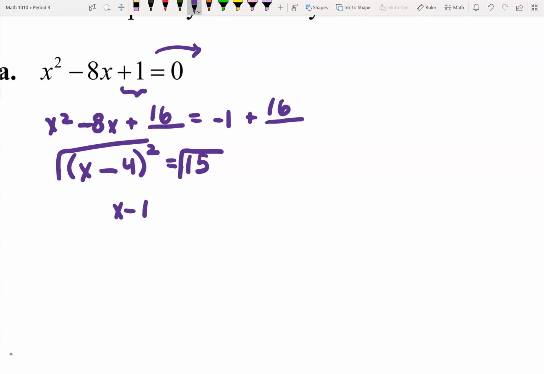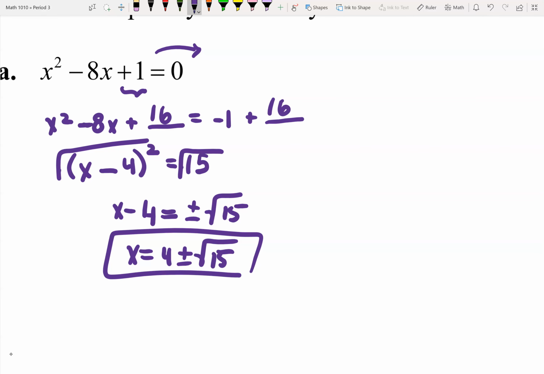So I get x minus 4 equals, Braxton, what comes right after that equals? Plus or minus, yeah. And you've got your square root of 15. Good. Kensley, what do I do now? Am I done? What do I do? Move your 4 over. So I have x equals 4 plus or minus the square root of 15, and I'm done. That's it.